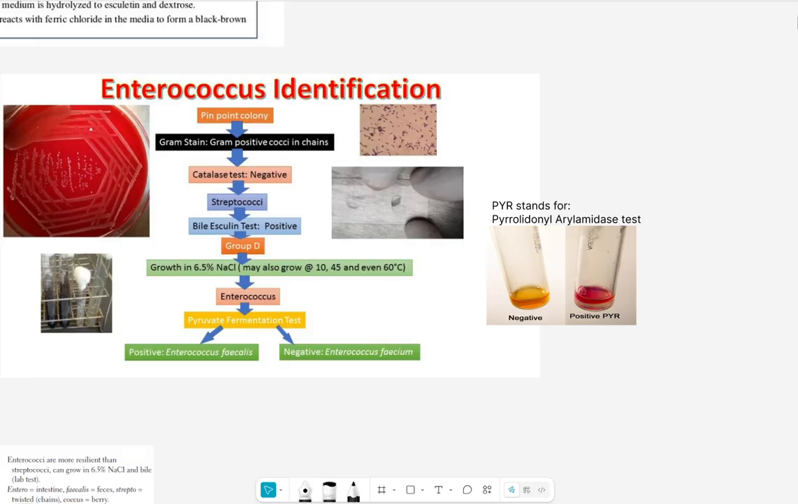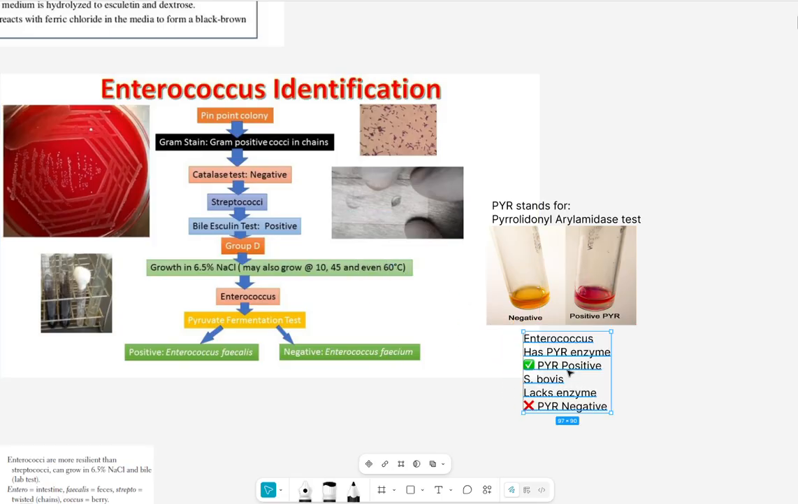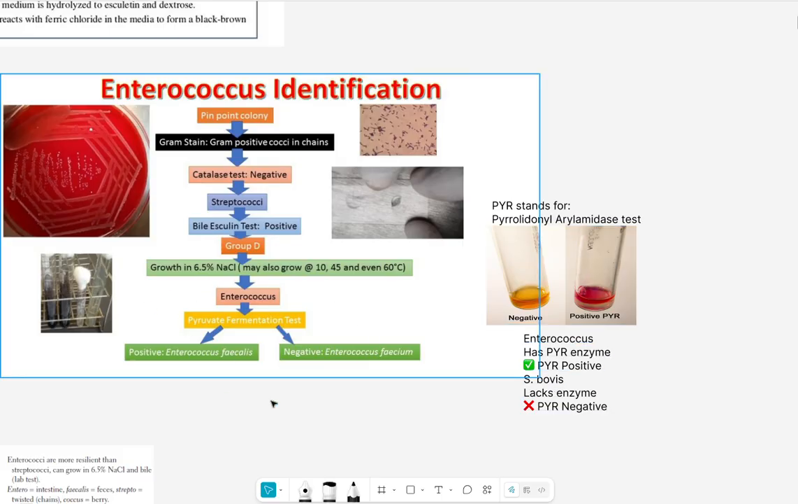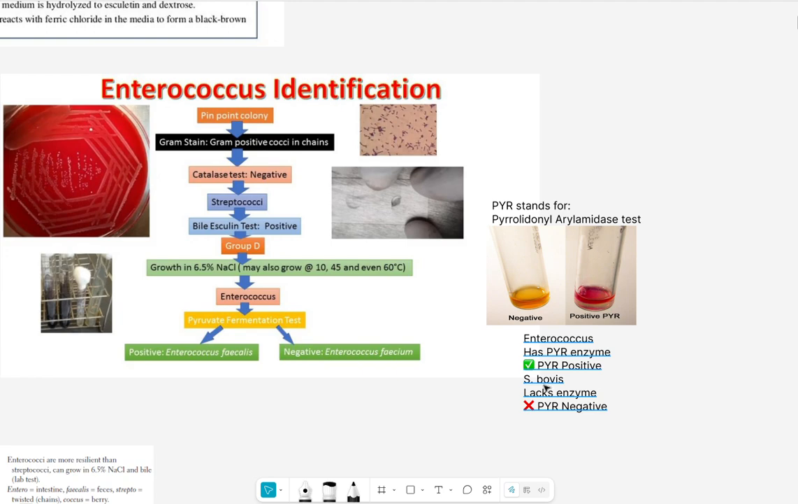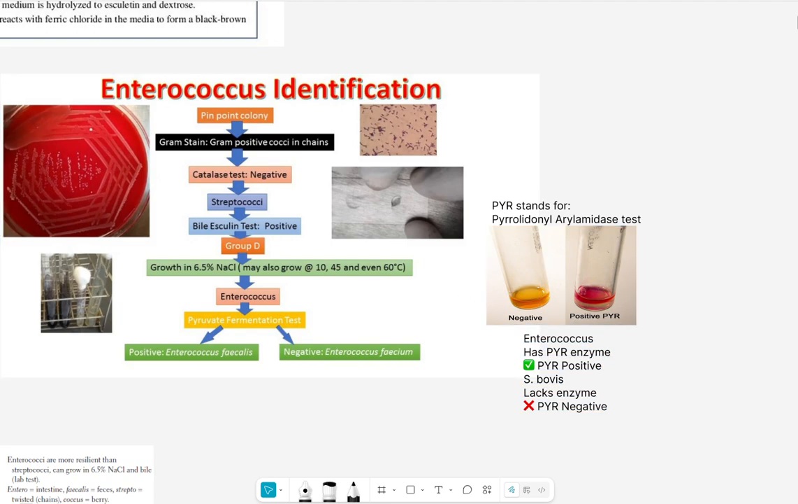So S. bovis is PYR negative, right? And Enterococcus is basically PYR positive. So this is here. You know, a positive one will be an Enterococcus. They can be these species. And S. bovis lacks the enzyme, so it will be PYR negative. That is something you should know.